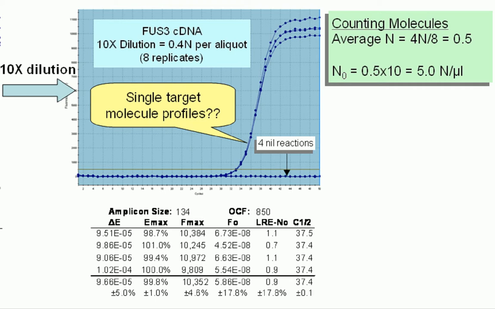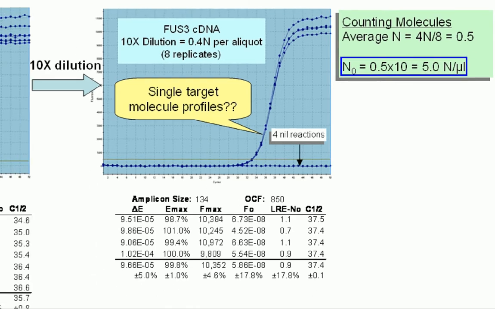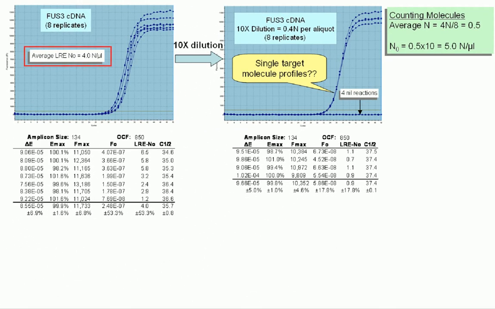Finally, before leaving this slide, I would like to present another method which I have called counting molecules. That is, if these are truly single molecule profiles, the average target concentration would be 0.5 molecules per microliter. This in turn predicts that the target concentration in the undiluted sample is 5 molecules per microliter, which is close to the quantity predicted by LRE. Nevertheless, Poisson distribution provides an even simpler and more reliable method for conducting absolute quantification.